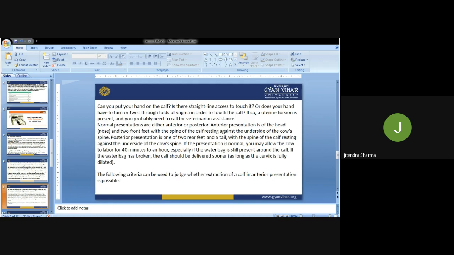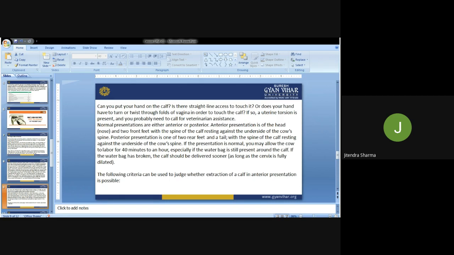If the presentation is normal, you may allow the cow to labor for 40 minutes or an hour, especially if we see that the legs and nostril direction is like that. Then we don't want to interrupt the process, because let us allow the female to deliver the fetus on her own.